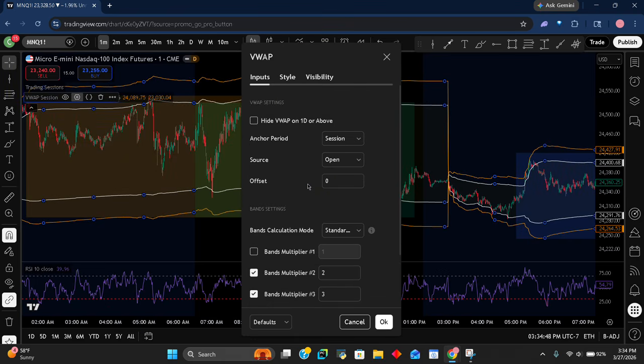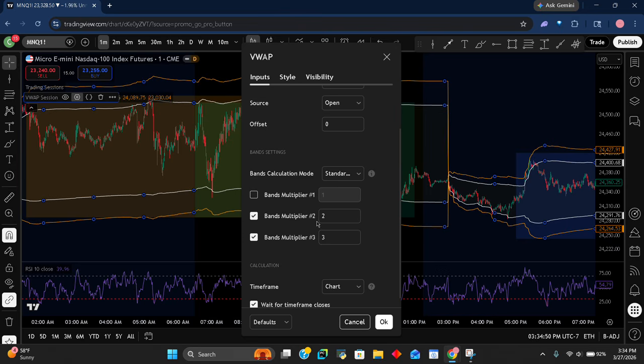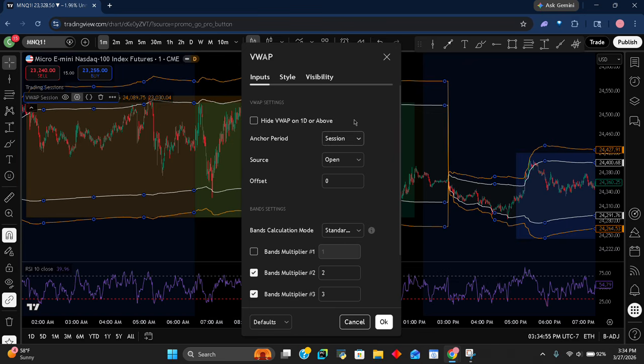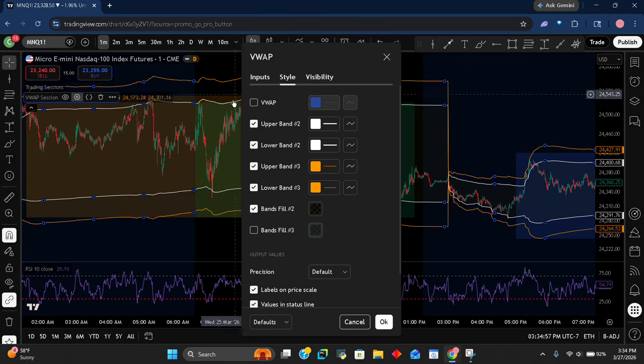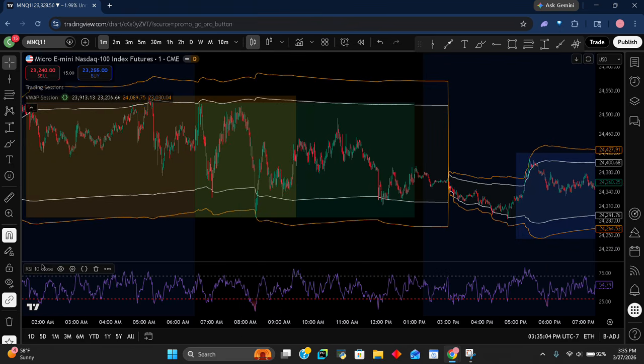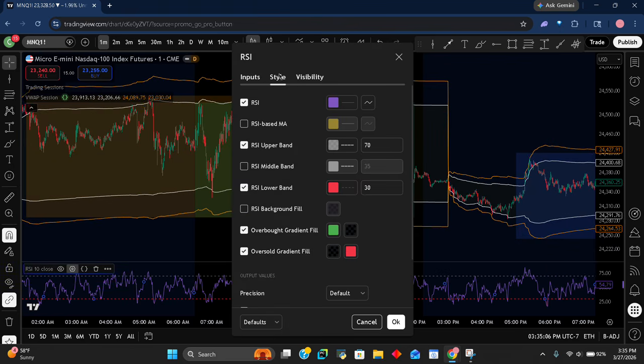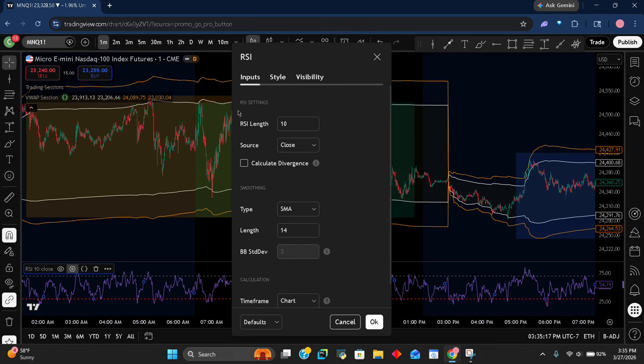I have bands multiplier 2 and bands multiplier 3 set up here, and I do not have the VWAP displayed. You can have it on, I just prefer it off. For the RSI, I have the length at 10, the overbought at 70 and the oversold at 30, and the source is close.